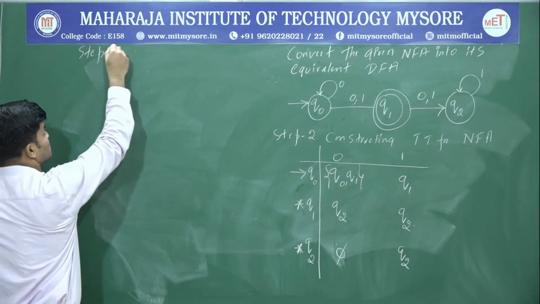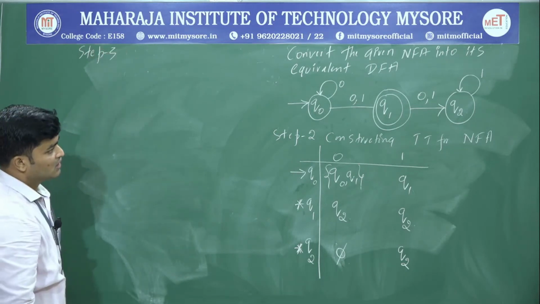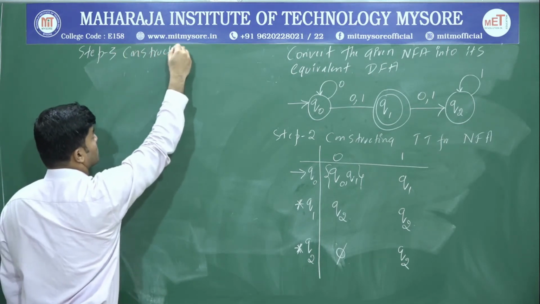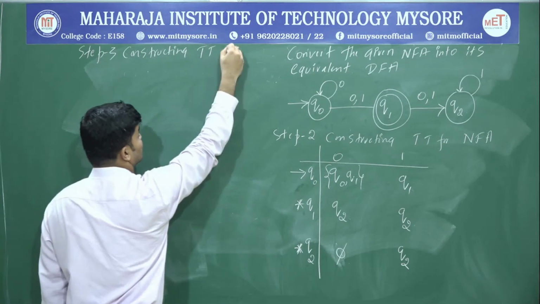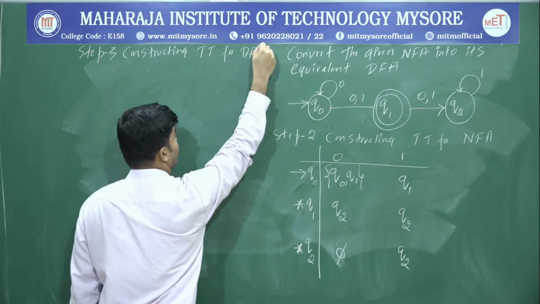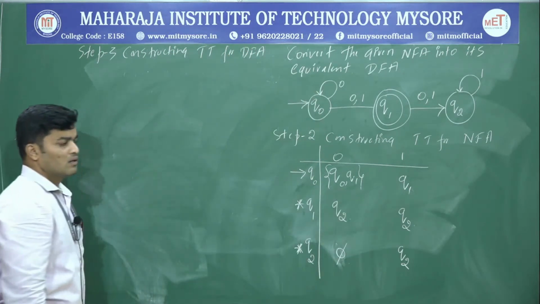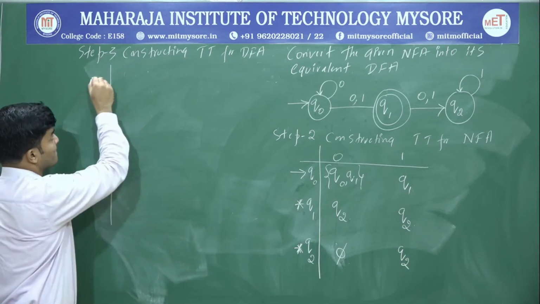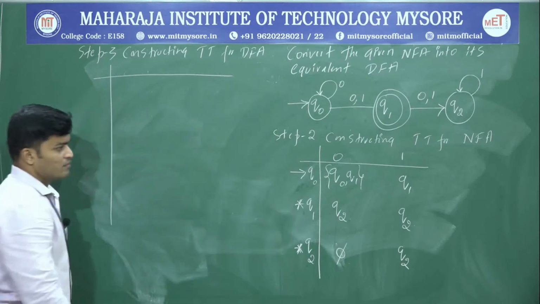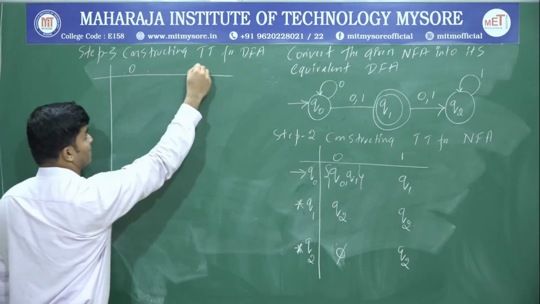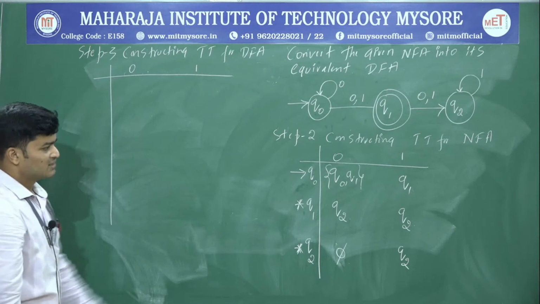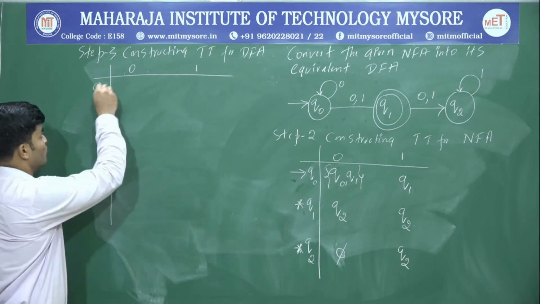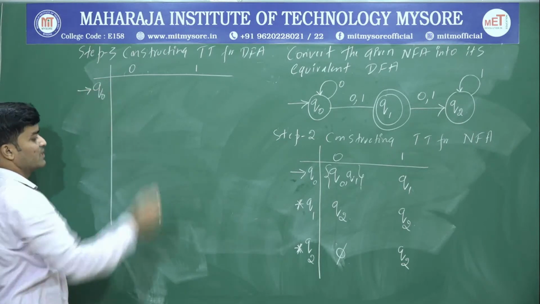What's step number 3? Constructing the transition table for the DFA. Your inputs are 0 and 1, and the first state of the table will become the start state. So you write Q0, which is the start state.